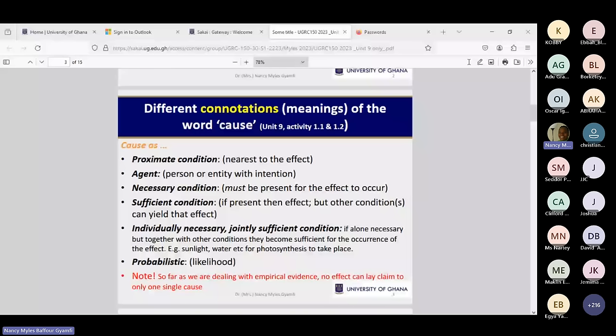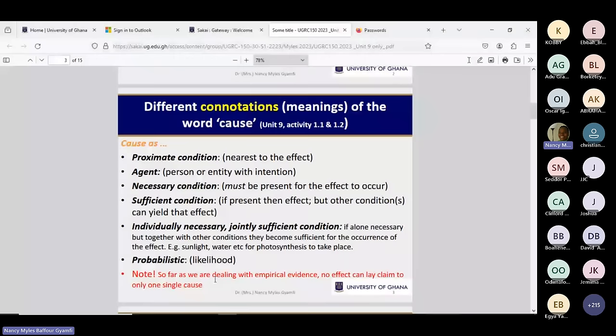Okay. So sometimes when we talk about cause, that's what we have in mind. And as a critical mind, we want to know all these possible meanings that we could give to the word cause, in order not to think that whenever someone says he caused all the situation I've gone through, you should think that therefore he as an individual agent really did it. Sometimes he's just the person that was proximate to the event.